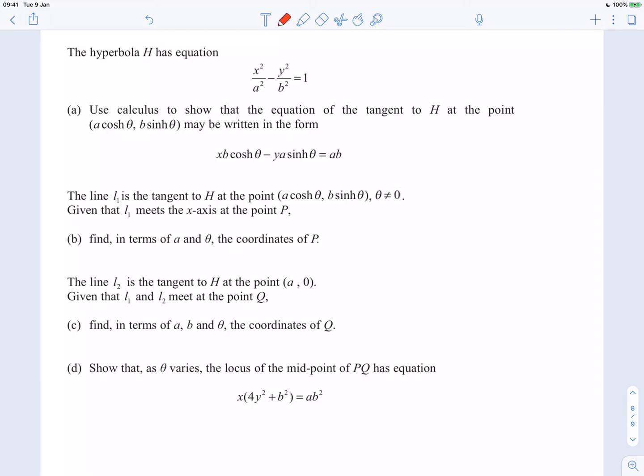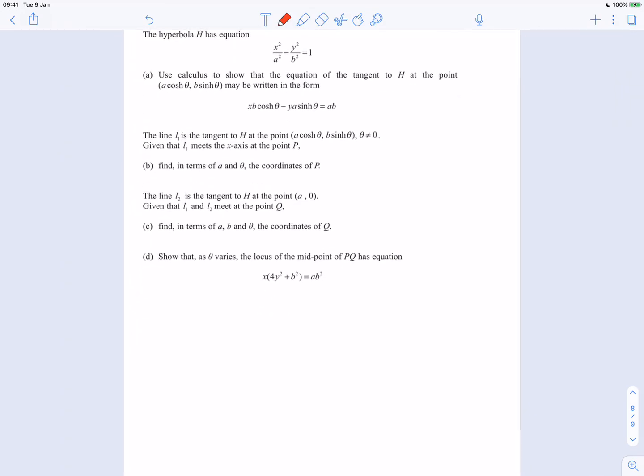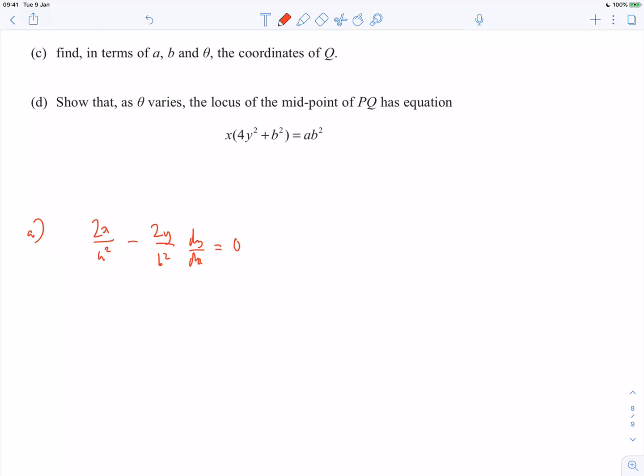Okay, so I'm just going to differentiate that. So differentiating the equation, that is going to become 2x over a squared minus 2y over b squared times dy by dx equals 0 by implicit differentiation. So dy by dx is going to equal, well, the 2's cancel, so it's going to be x over y, and this is b squared over a squared.